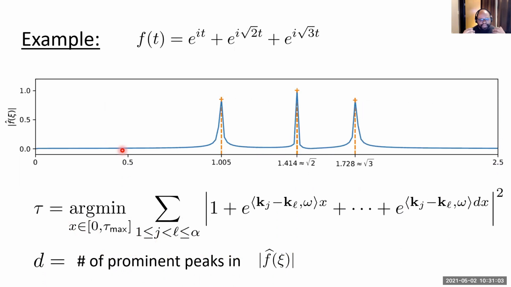We say that if you have a quasi-periodic function, you want your dimension to be controlled by the number of prominent peaks, and you want your tau to be a minimizer of this very simple expression that depends only on the location of the peaks that you find with FFT or some approximation of that. Okay, so we're at the 30-minute mark. Are there any questions that I can answer at this time?